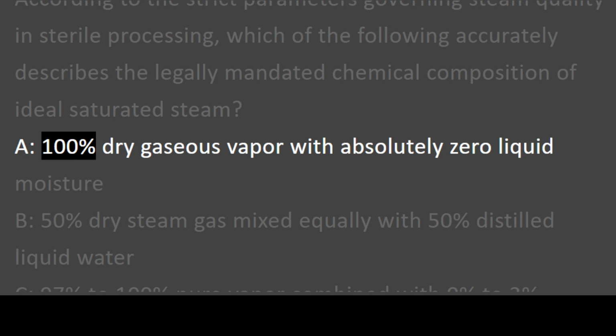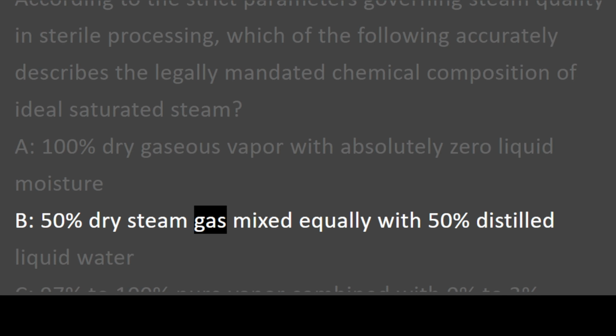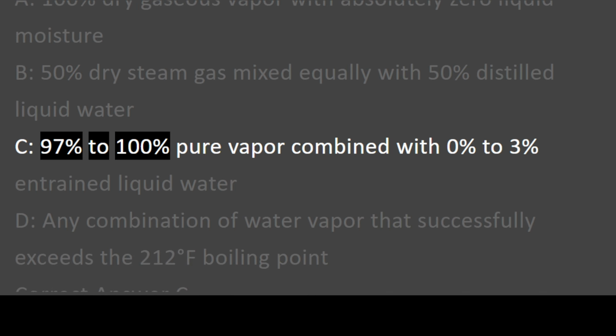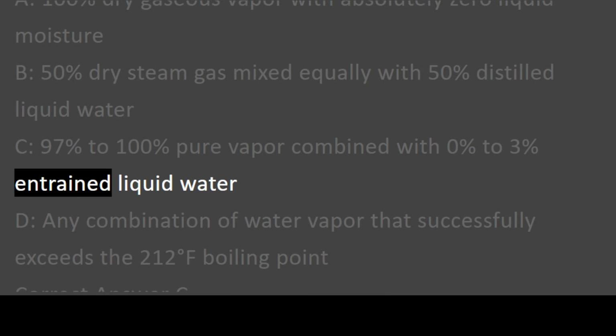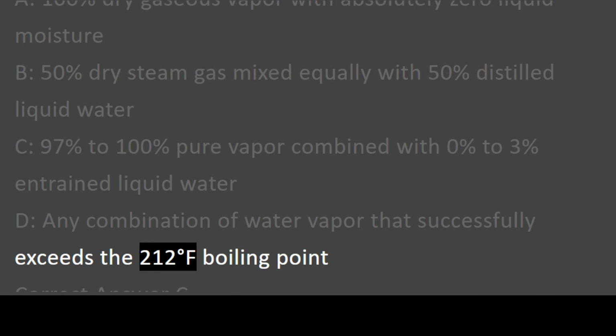A. 100% dry gaseous vapor with absolutely zero liquid moisture. B. 50% dry steam gas mixed equally with 50% distilled liquid water. C. 97% to 100% pure vapor combined with 0% to 3% entrained liquid water. D. Any combination of water vapor that successfully exceeds the 212 degrees Fahrenheit boiling point.